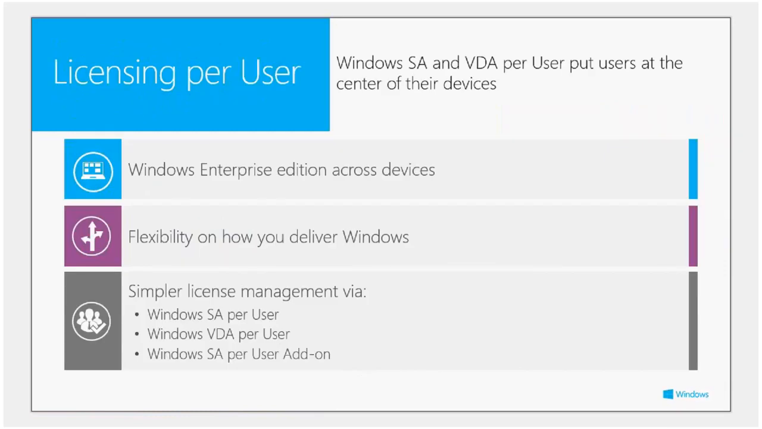Starting in December of 2014, Windows started offering per-user software assurance licensing, for both software assurance and VDA. So this provides access to Windows Enterprise Edition across all devices. It provides flexibility on how you deliver Windows, and the real goal was to simplify your license management by offering SA per user, VDA per user, and also the SA per user add-on, which I'm going to talk more about in a few minutes.